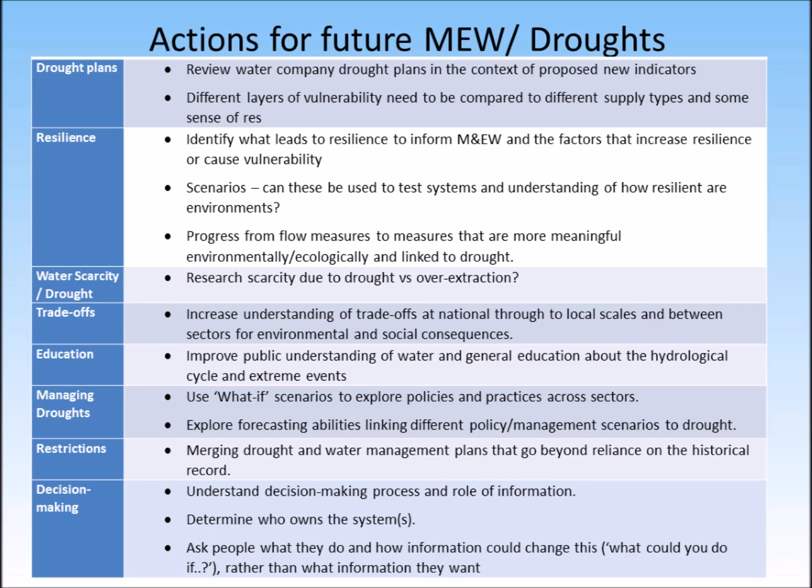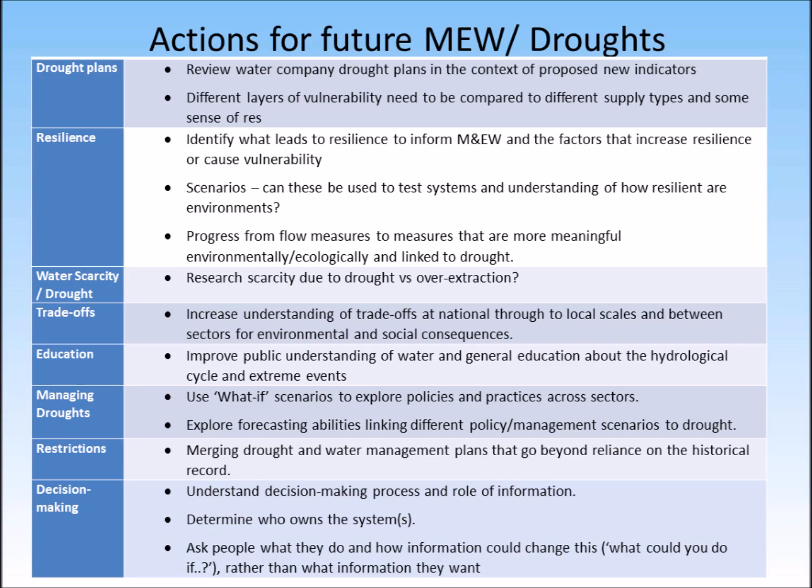I think the one here is about the different layers of vulnerability that people were talking about. Different sectors have experienced drought in different ways, in different geographical locations. And so the vulnerability is never to be assumed, and it varies in quite complex ways. And that needs to be represented in the drought plans. To what extent it already is isn't a question.